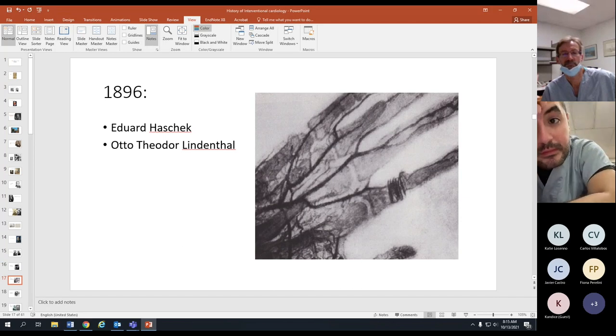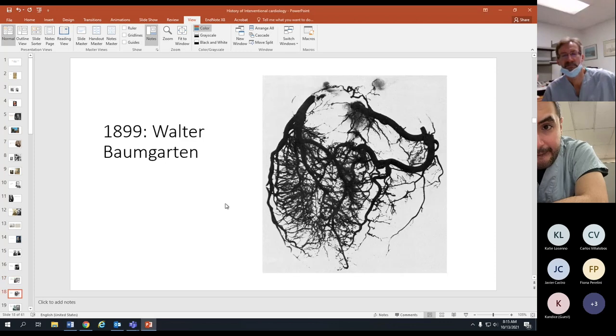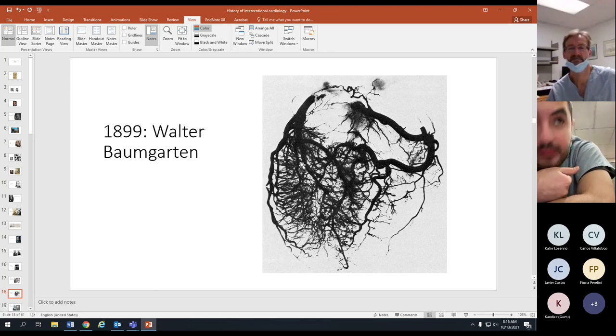And in 1896, Hasek and Otto Lilienthal mixed a chalk, mercury sulfide, and Vaseline to perform the first angiogram on an amputated hand. And it was not long before someone extended this understanding of the vasculature of the heart. In 1899, Walter Baumgarten performed the first coronary angiogram in cadaveric hearts from animals using contrast agents that included air, buckshot, lead, and gelatin.